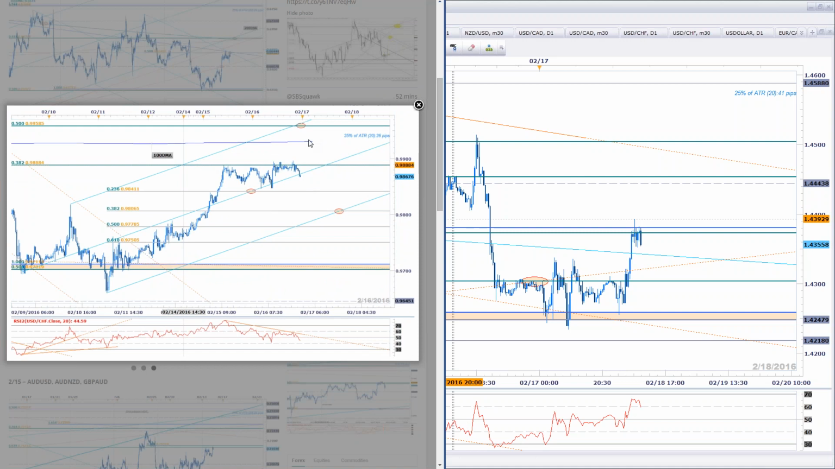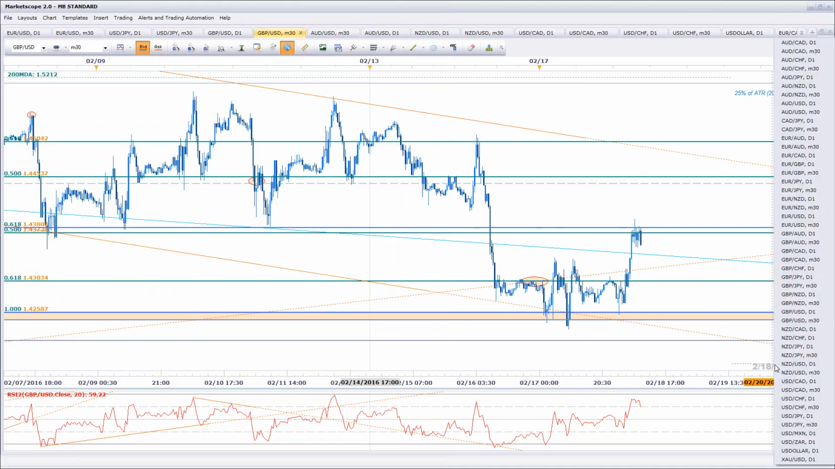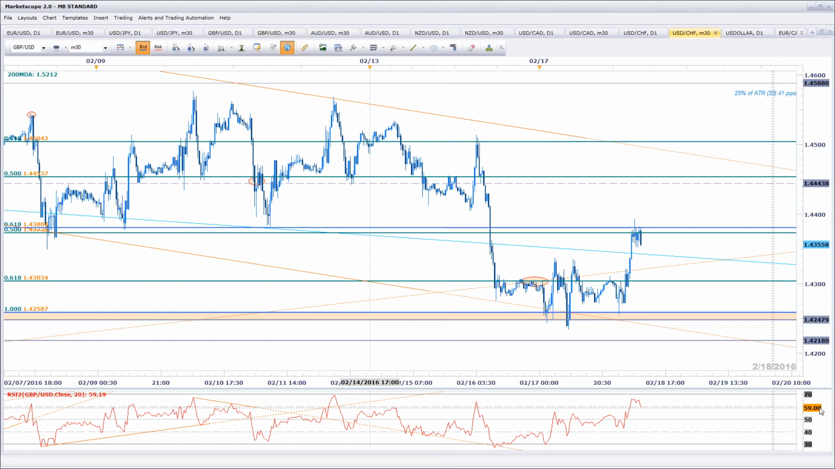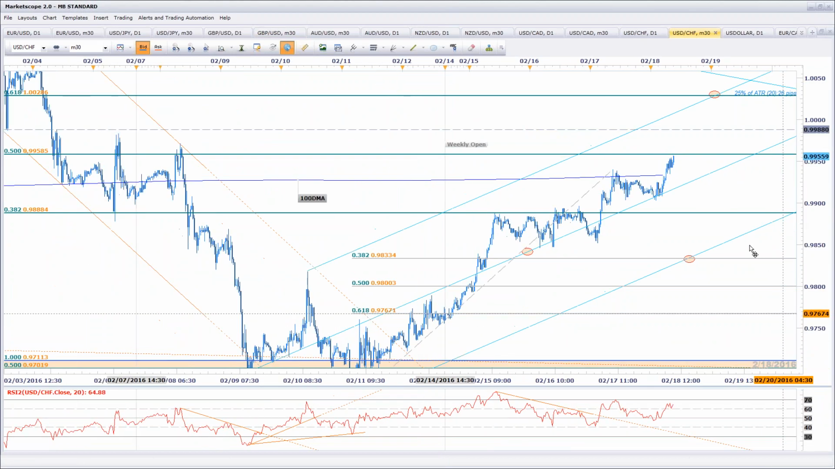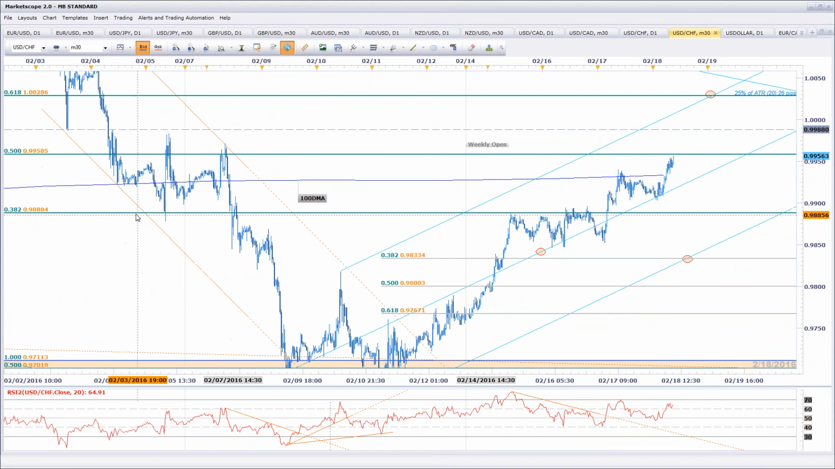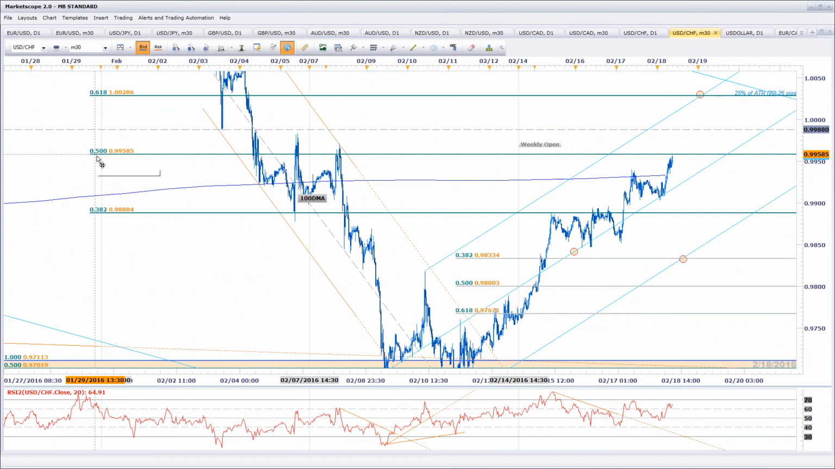This thing was stretching towards that 100 DMA, didn't quite make it to that 50% retracement just yet, but we're almost there. Almost there now: 99.58, currently trading at 99.56. And that's going to be the 50% retracement of the decline.